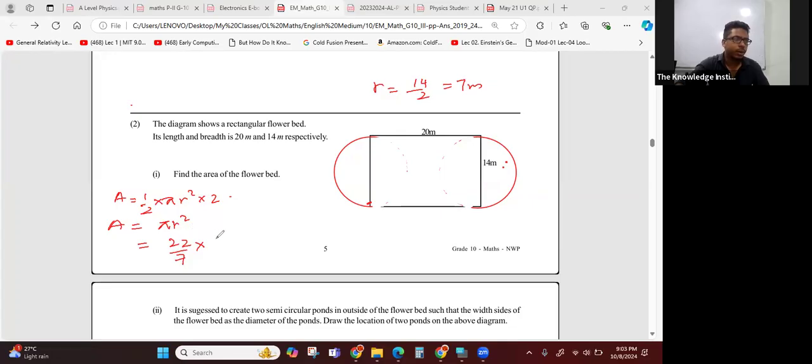So we can write r squared is 7 into 7. So this 7 cancels with this. So 22 into 7 is 154 meters squared. Therefore, the area of these two ponds will be 154 meters squared. Okay, you can write down.